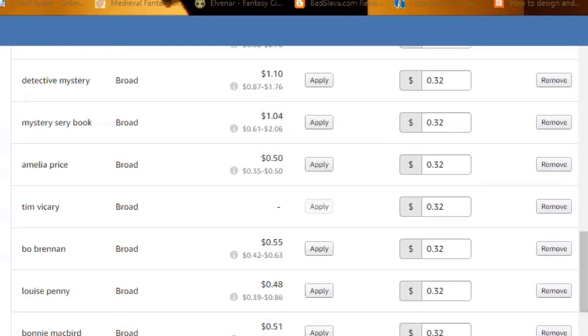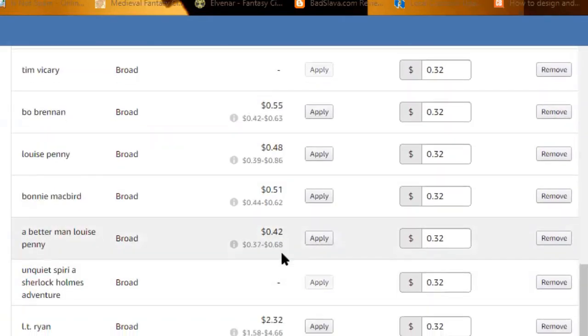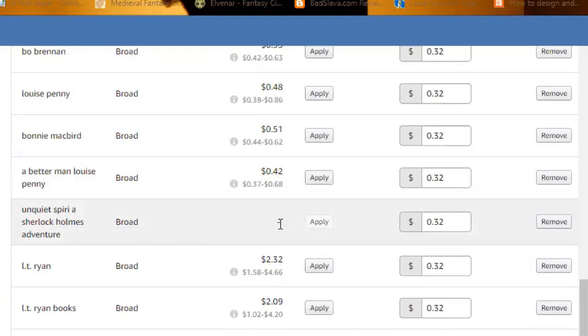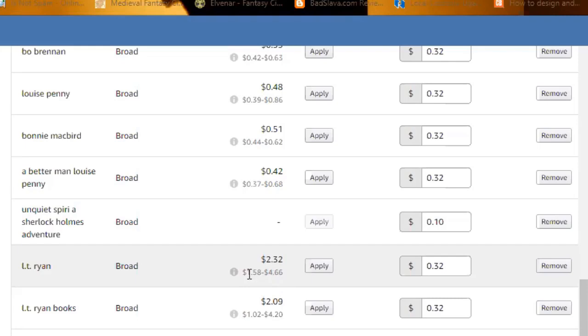Now, what's interesting is the suggested bids. So I'm not going to raise it to 55 or 48 or 51 or 42, but this one is interesting. There isn't anything suggested. So I'm going to go low on this one just because it doesn't seem like anyone else is bidding on that. So why not test it out? Now, LT Ryan, it says I have to spend 232. Well, that's just crazy. 158 to 466. If this is true, it's probably because, I don't know, but I'm guessing LT Ryan is a traditionally published book.